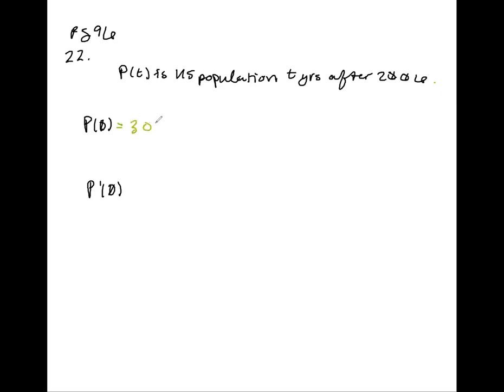So P of 0 is equal to 300 million, and we're saying that it's measured in millions. Actually, let's just leave it. I'll write down 300 million. That's better. And so this is just at time equal to 0, which is in 2006, what the population is. And then what would P prime of 0 be?